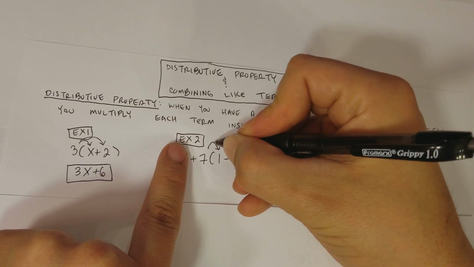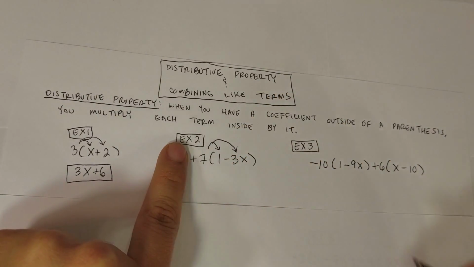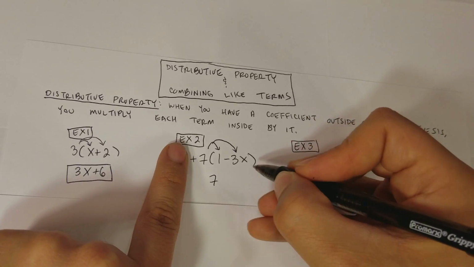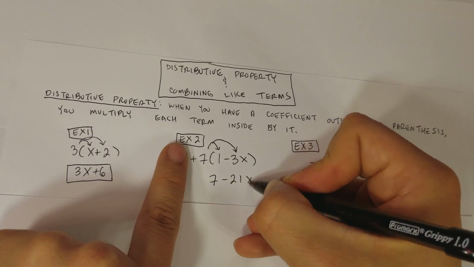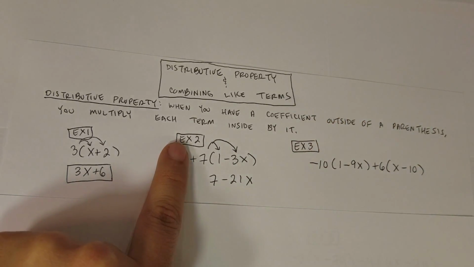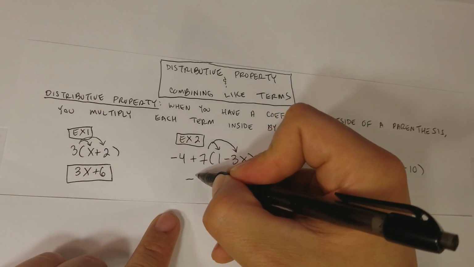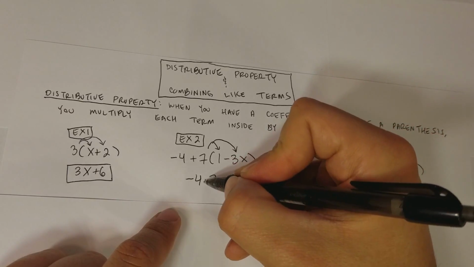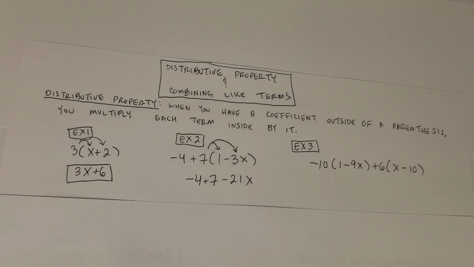So we're going to have 7 multiplied by that and multiplied by that. 7 times 1 gives me 7. 7 times -3x is -21x. So we get 7 minus 21x. Okay, now that we did the distributive property, aka multiplication, we could actually take into consideration the -4. So we have -4 plus 7, because it's positive, and then minus 21x.